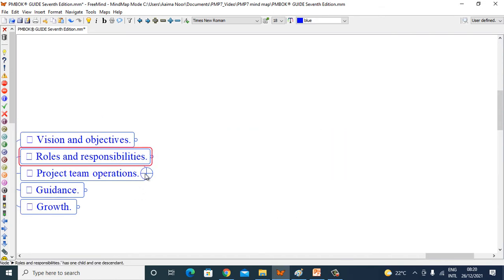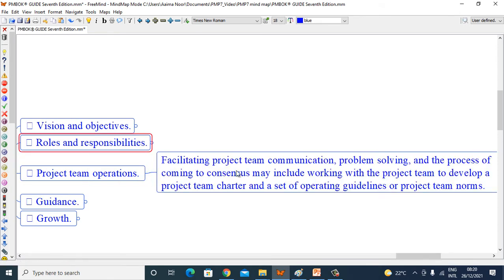Project team operations. Facilitating project team communication, problem solving, and the process of coming to consensus may include working with the project team to develop a project team charter and set up operating guidelines or project team norms.